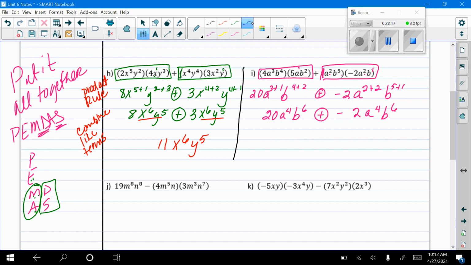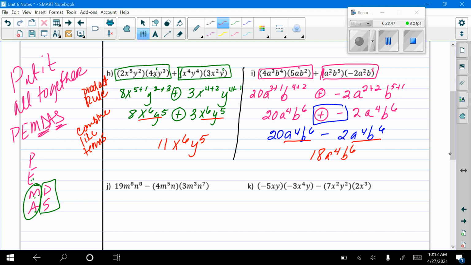Now I still need to use the rules of mathematics. So a positive and negative right next to each other is minus, so it's going to be a minus. So I've got 20, a to the 4th, b to the 6th, minus 2a to the 4th, b to the 6th. Validate that I have the same terms, like terms, and I end up with 20 of them, take away 2 of them gives me 18, a to the 4th, b to the 6th.